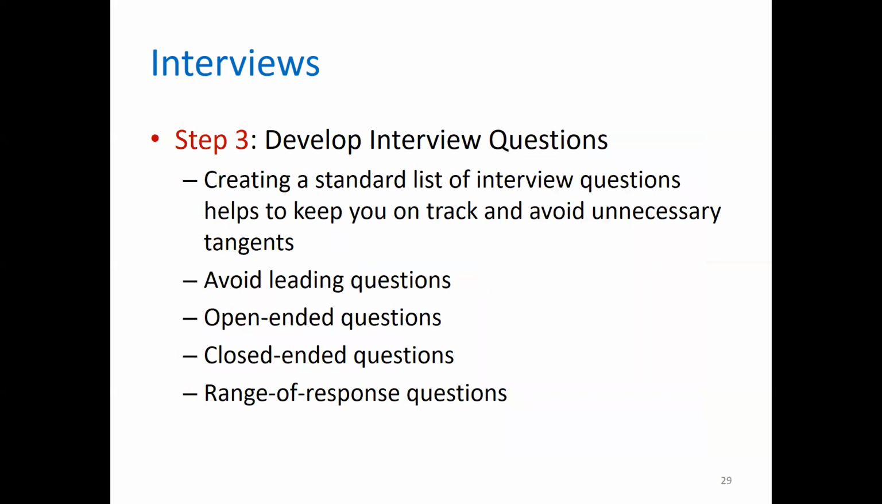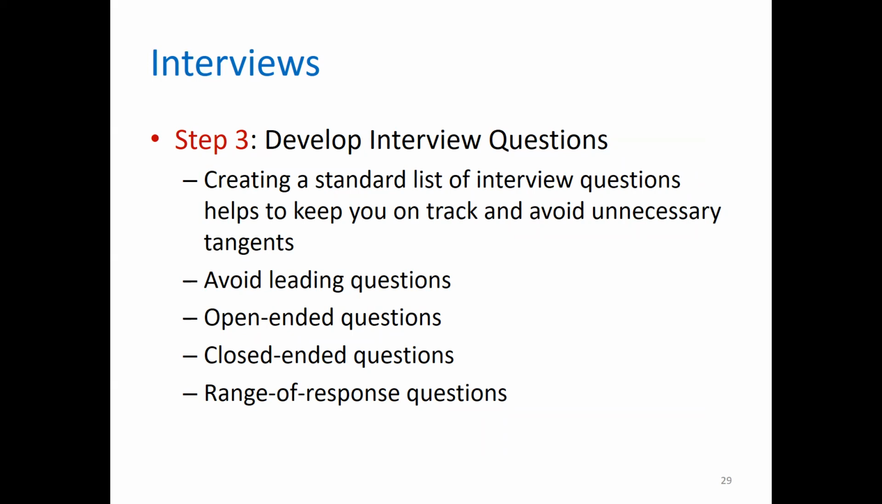Step three, develop interview questions. Now this is very important. When you are developing these questions, what kind of questions should you develop? Create a standard list of interview questions, which helps to keep you on track and avoid unnecessary tangents. These kinds of questions need to be practiced. Avoid leading questions.